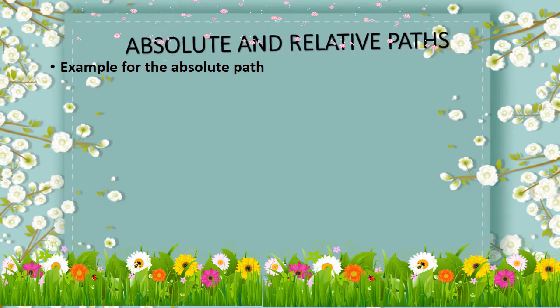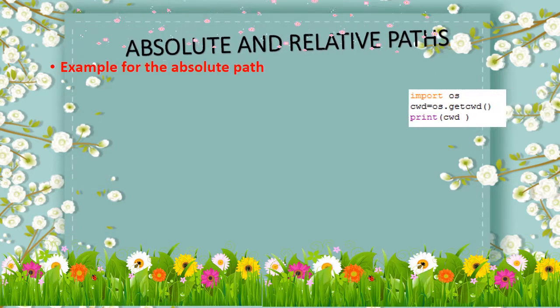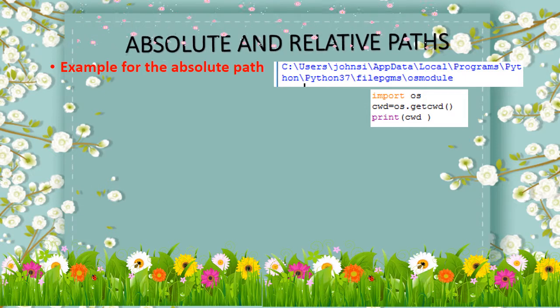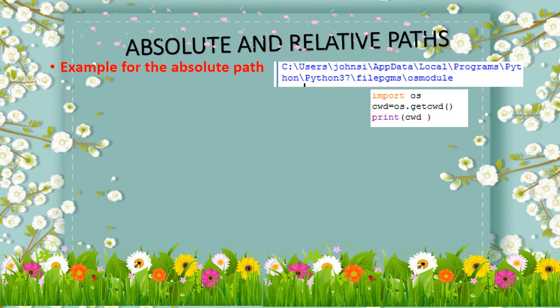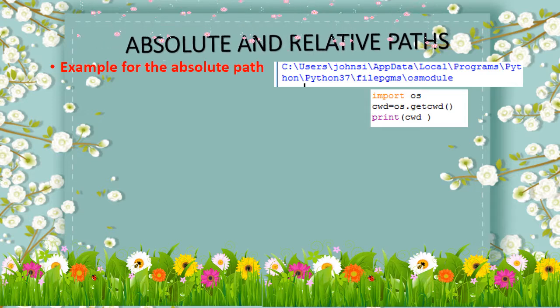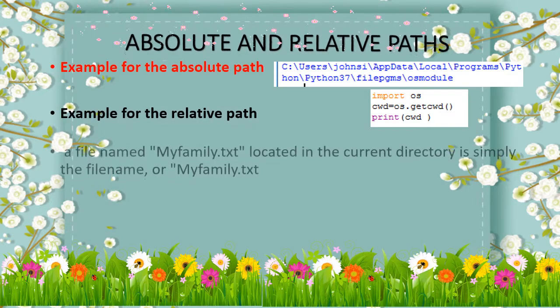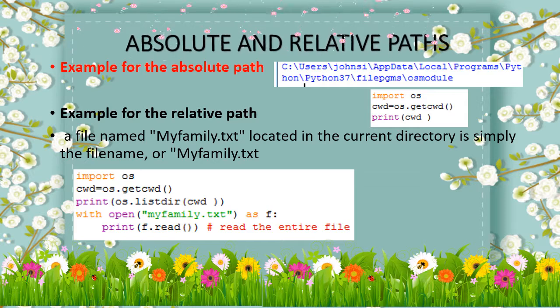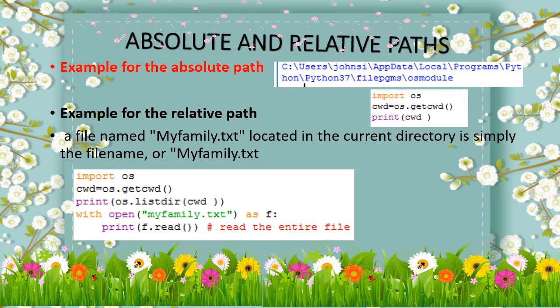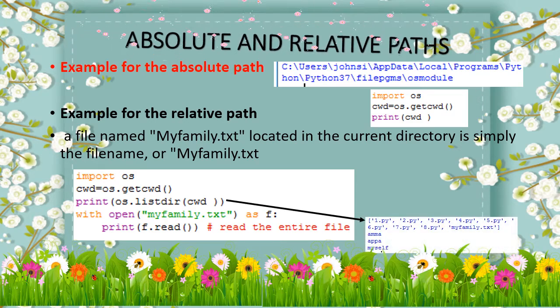An example for the absolute path: see here, the get current working directory function shows the full path from the drive onwards, the C colon drive, the full path is displayed. This is the absolute path. And relative path means, see, the myfamily.txt file is located in the current working directory, but there is no need to give the full path to open the file. Just give myfamily.txt alone. This is the relative path.